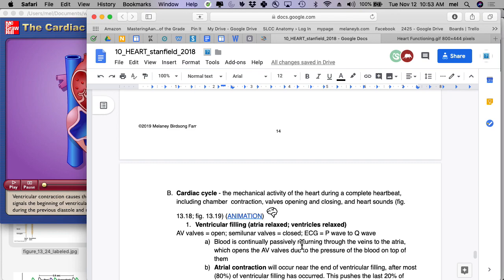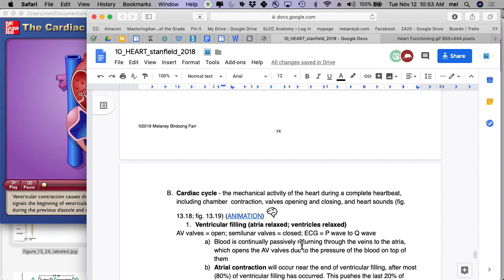The cardiac cycle is trying to piece together the electrical and mechanical activity of the heart. And what do I mean by electrical? I mean when the SA node depolarizes, when the AV node depolarizes, when the Purkinje fibers fire. Everybody with that? Okay. What do I mean by mechanical? Mechanical, I mean the pressure changes and the valves opening and closing.